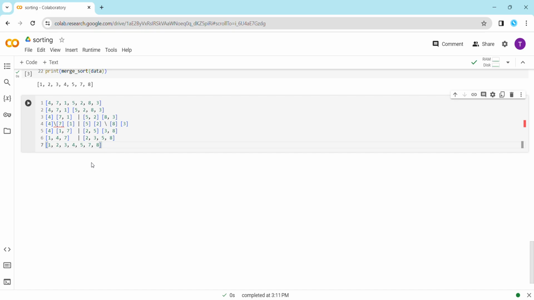And then we have our sorted list of numbers using merge sort.